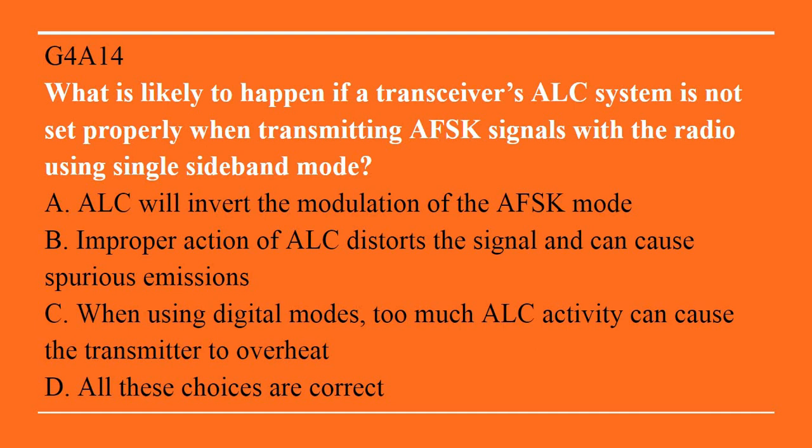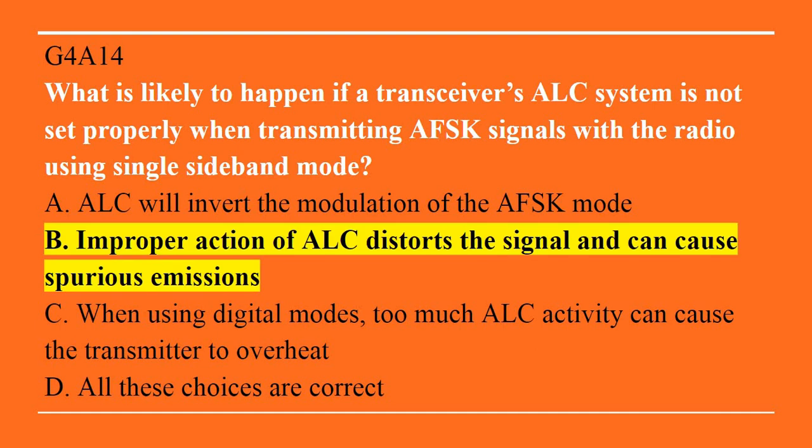G4A14. What is likely to happen if a transceiver's ALC system is not set properly when transmitting AFSK signals with the radio using single sideband mode? A. ALC will invert the modulation of the AFSK mode. B. Improper action of the ALC distorts the signal and can cause spurious emissions. C. When using digital modes, too much ALC activity can cause a transmitter to overheat. Or D. All of these choices are correct. Correct answer is B. Improper action of the ALC distorts the signal and can cause spurious emissions.